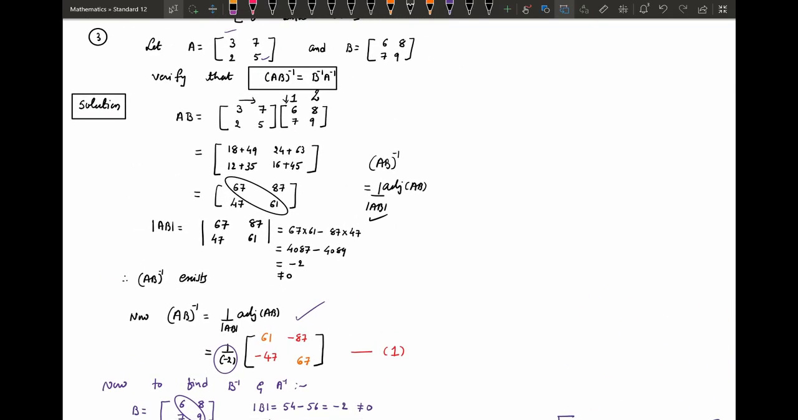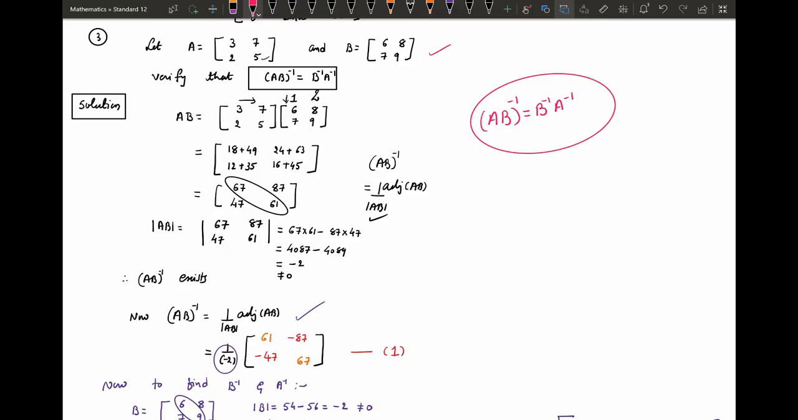Next result. A and B, two matrices are given. A is given as 3 7 2 5, and B is a 2 by 2 matrix 6 8 7 9. Verify that (AB) inverse is B inverse into A inverse. Now we know this is theoretically true: (AB) inverse is the same as B inverse into A inverse.